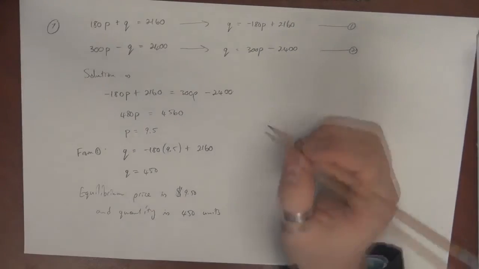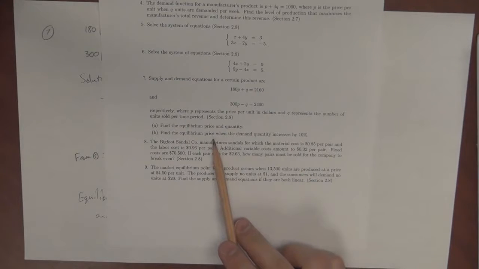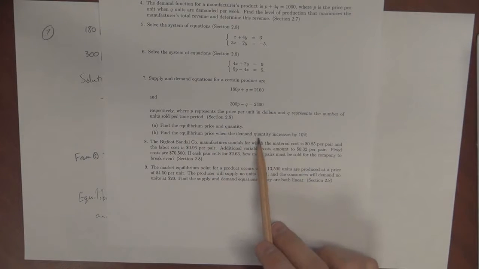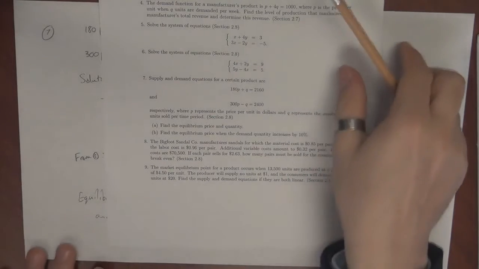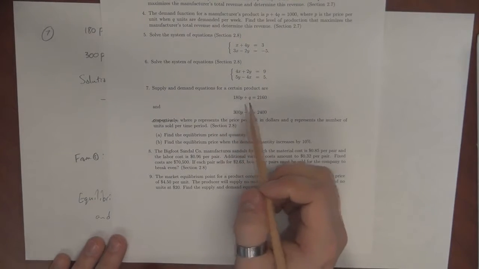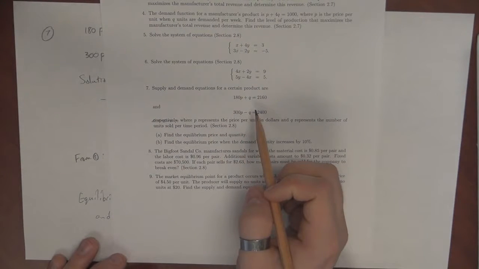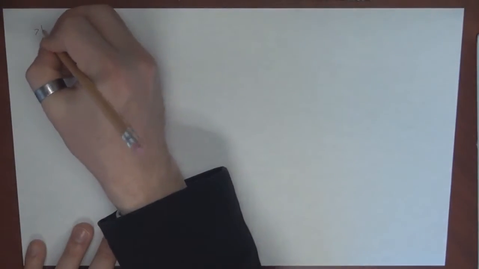Next, they want to know, find the equilibrium price when the demand quantity increases by 10%. So now I have to identify this. I'm not going to look at this respectively. I'm going to identify for myself which one is supply and which one is demand. Let's start that on a new page and number it 7b.